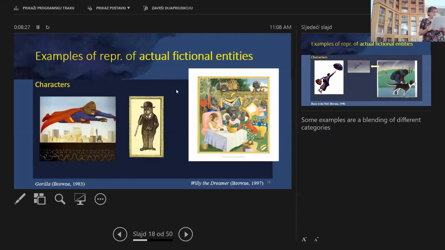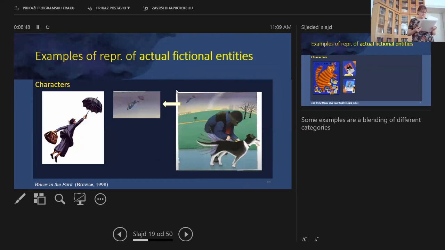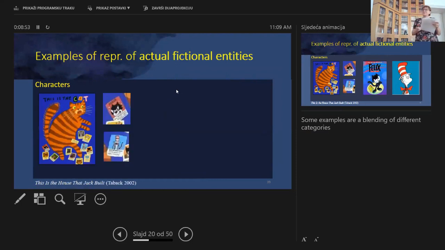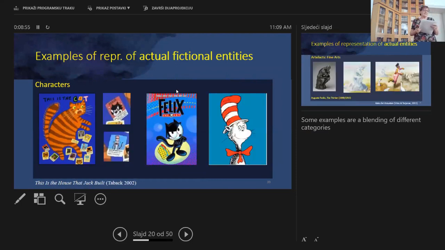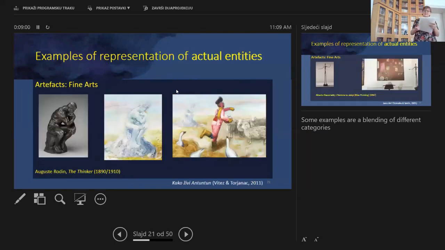But we are not sure about the ontological status of these characters within the fictional world. Are they depicted characters on the same narrative level as the story world of the protagonists or not? They could be either. So you can see Mary Poppins here just because I couldn't resist. And also Felix the Cat and the Cat in the Hat. Just to show there are many examples like this.